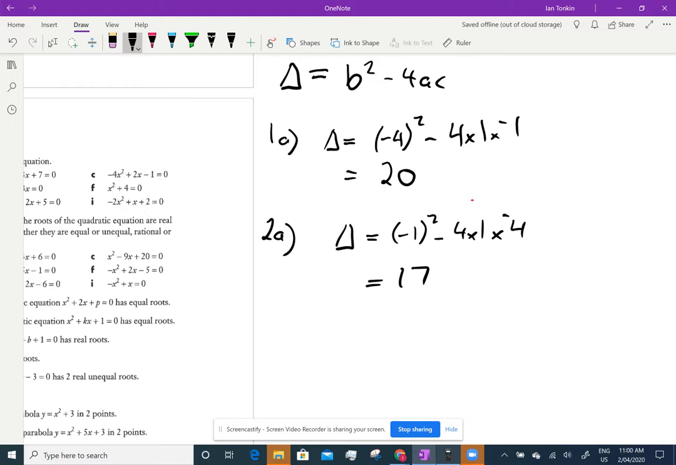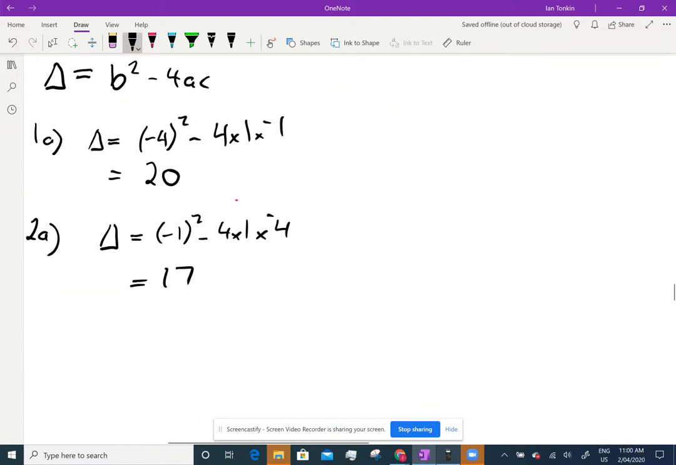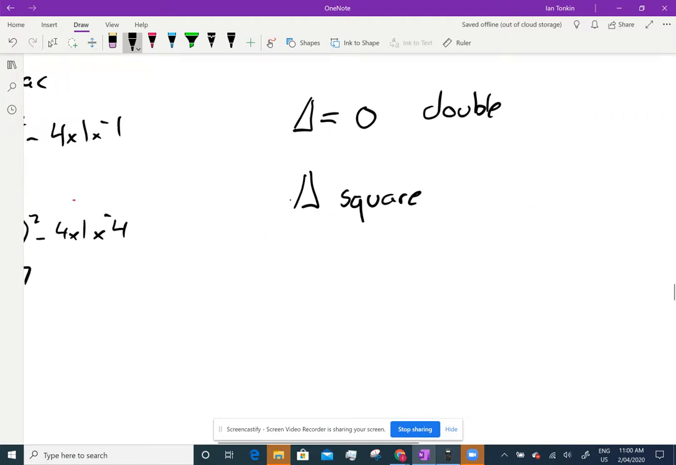Okay. Now, what's this rational and equal? If the discriminant equals 0, well, you've got a double root, so the roots are equal. There are 2 of them. If the discriminant is a square number, well, that means that the surd is going to disappear, which means it's a rational number.